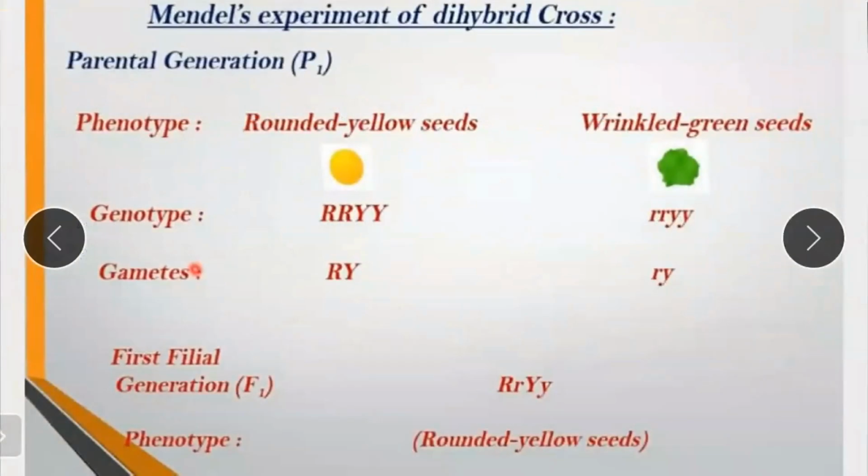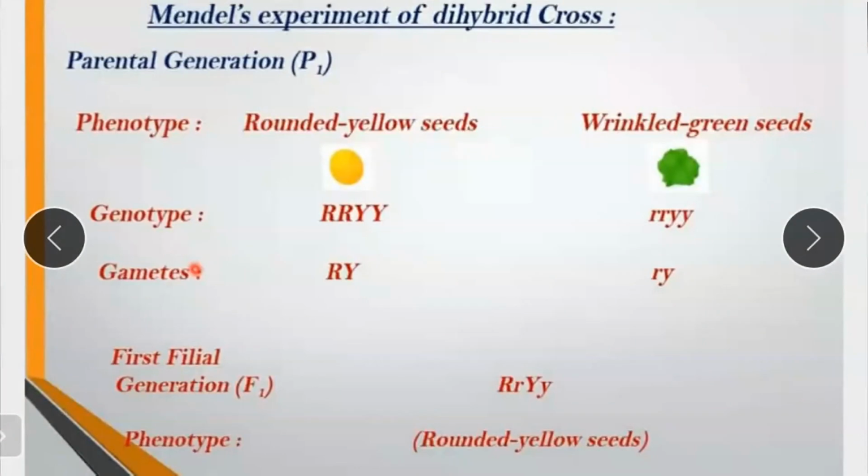Now, Mendel's experiment of dihybrid cross. What is the parental generation? It's P1. The first parent has round seeds, indicated by capital RR. Yellow seeds are given the name capital YY. The second parent has wrinkled seeds, represented by two small letters rr, and two small letters yy show the green color seeds. Up till here, you understood?